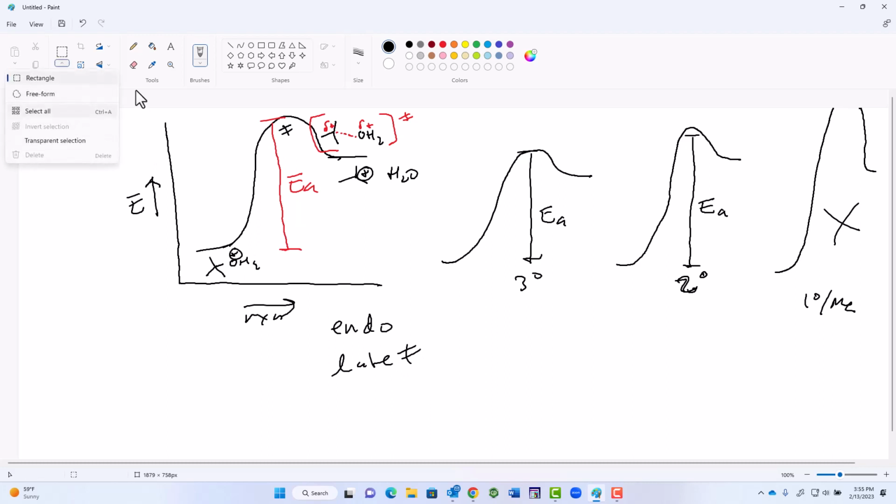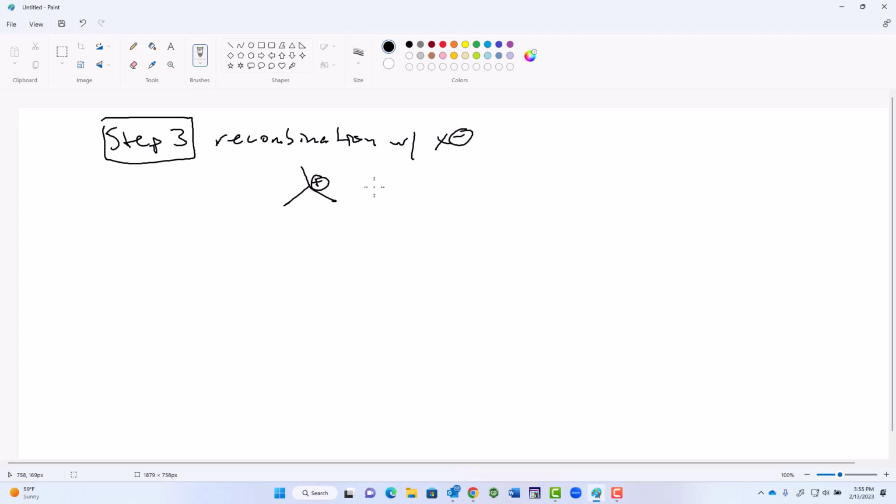The final stage in this mechanism is quick, and it's going to be favorable. Remember, step 3 is going to be recombination with the X minus ion that was generated. That's this mechanism here. We have the positive charge, we have Cl minus. We simply have electrostatic interaction dictate the mechanism for this step, and we are left with the overall product, which is the alkyl chloride. Again, this stage in the mechanism is going to be favorable and downhill.